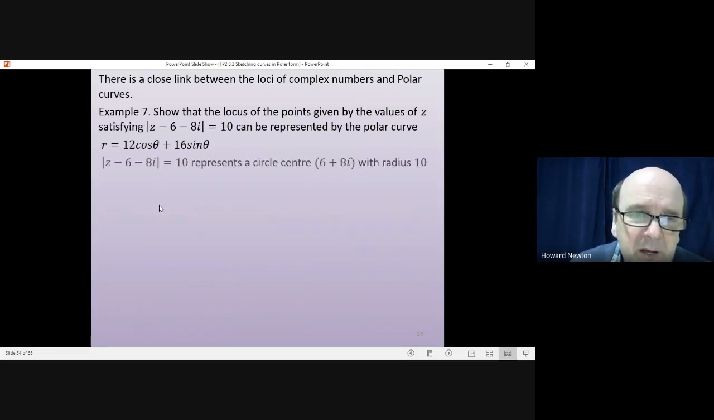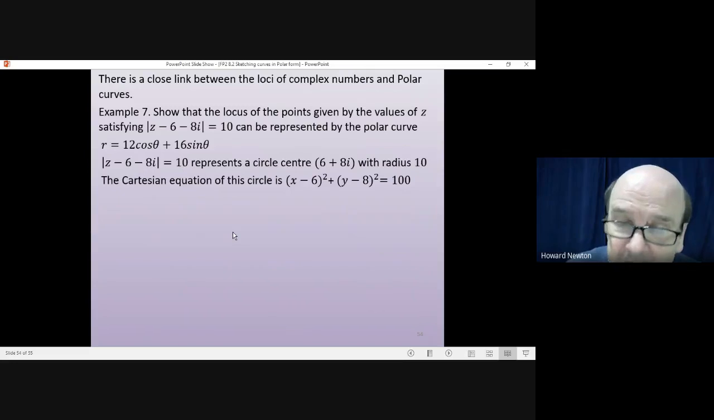Okay, let's have a look. Well, the best approach to this is really saying that z minus 6 minus 8i is the same thing as z minus, and we put brackets, 6 plus 8i, equals 10. That represents a circle with center 6 plus 8i and with radius 10. That means we can immediately say what the Cartesian equation of the circle is. The Cartesian equation of this circle will be x minus 6 squared plus y minus 8 squared is equal to 10 squared, which is 100.